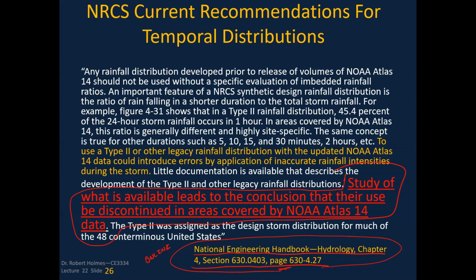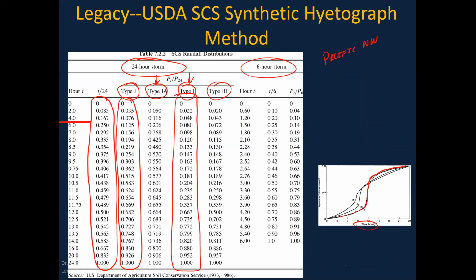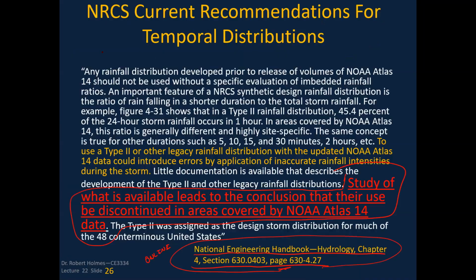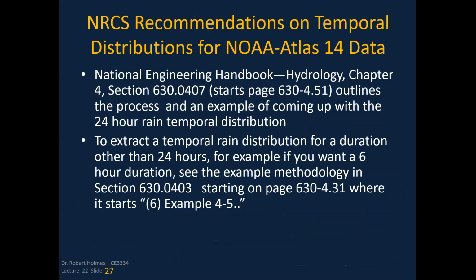They're talking about their use of the legacy method here with the 24-hour and the 6-hour rainstorm. Now, on page 634.51, they show how they actually get a time distribution. So if you're going to use the National Engineering Handbook, I have an assignment for this lecture where you go through and do that in terms of extracting it. It's a fairly interesting way they get their distribution.